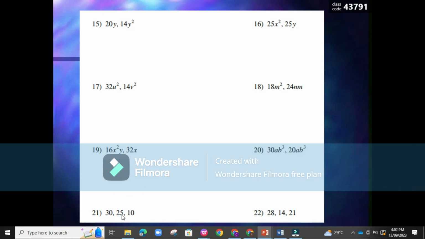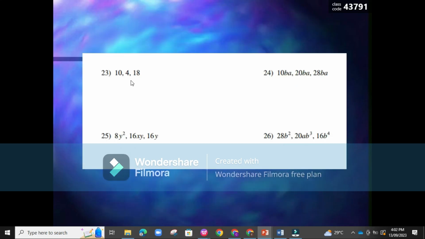21, 30, 25, 10. 22, 28, 14, 21. And number 23, 10, 4, 18. Number 24, 10ba, 20ba, 28ba. 25, 8y squared, 16xy, 16y. And 26, 28b squared, 20ab cubed, 16b to the power of 4.